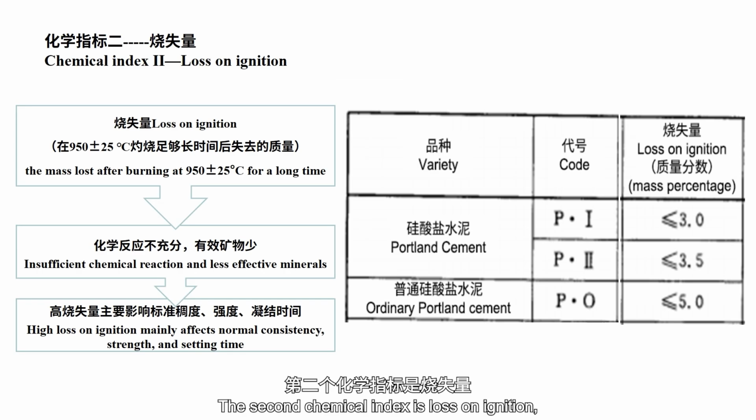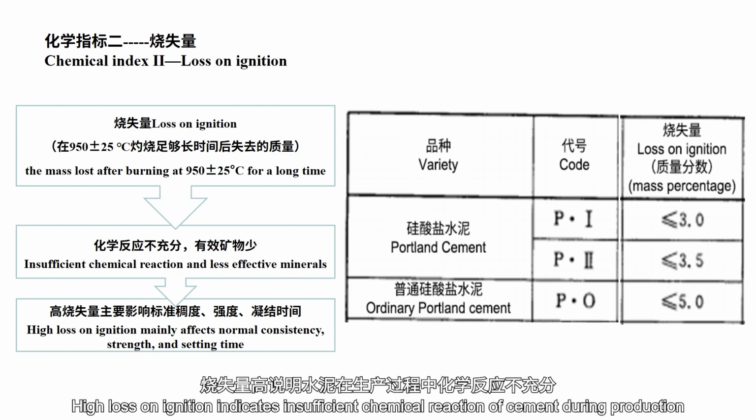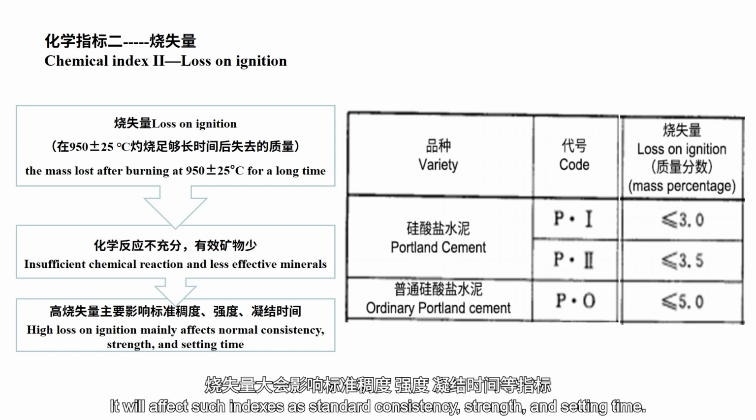The second chemical index is loss on ignition, which refers to the mass lost after burning at 950 plus or minus 25 degrees Celsius for a long time. High loss on ignition indicates insufficient chemical reaction of cement during production and less available minerals. It will affect such indexes as standard consistency, strength, and setting time.